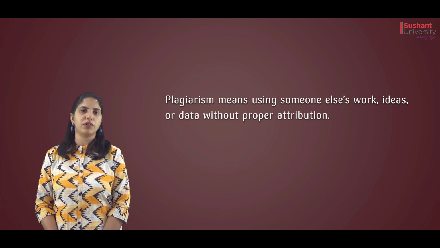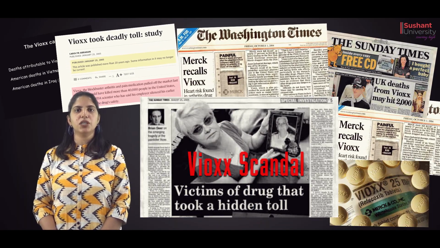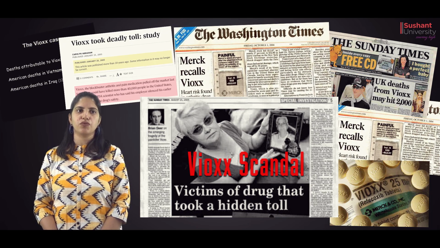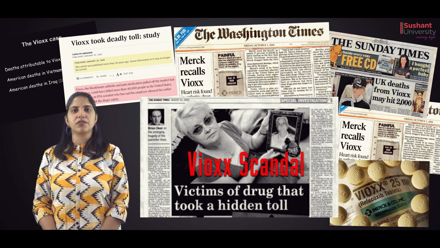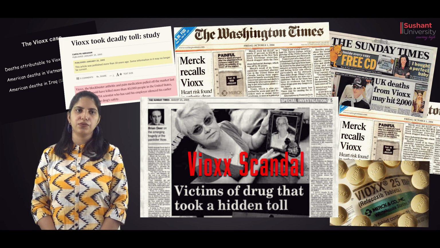I'll give you an example from the pharmaceutical sector. Once, the Vioxx scandal was related to the drug rofecoxib, in which improper data handling led to major legal battles for Merck. As this particular drug causes increased risk of heart attacks in patients, but due to improper presentation of the data, all these consequences led to the withdrawal of this particular drug from the market in 2004.